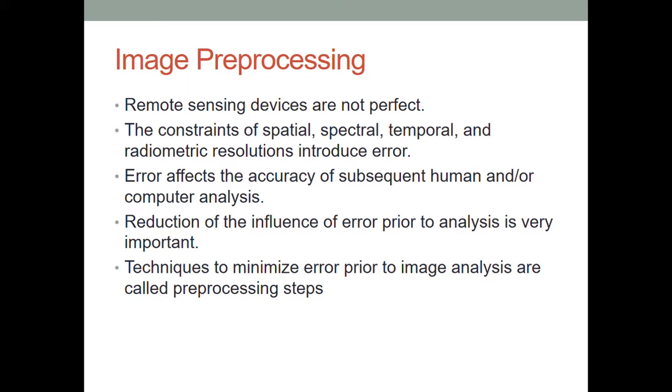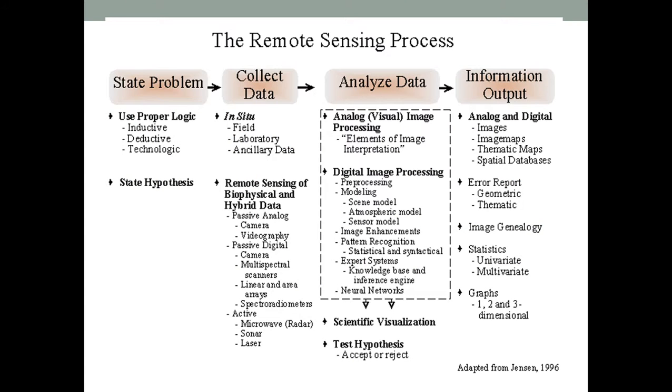Of course, reduction of the influence of error prior to analysis is very important, because we try as much as possible to reduce the error, especially if the error is due to the aging process of the system. And in this case, the techniques to minimize error prior to image analysis are called pre-processing steps.